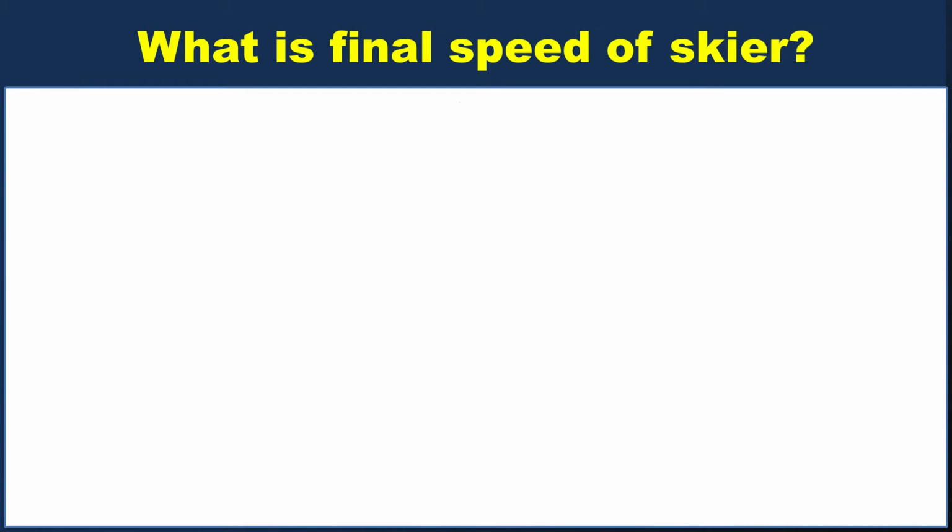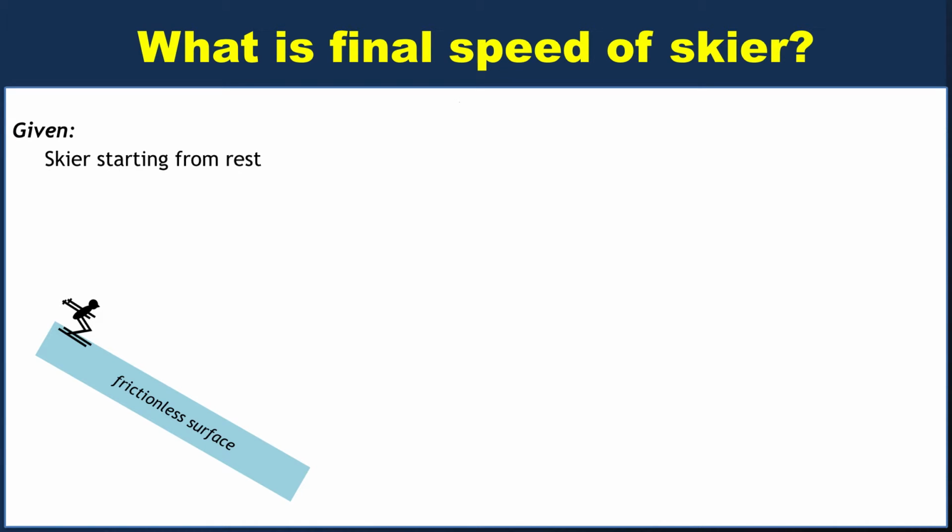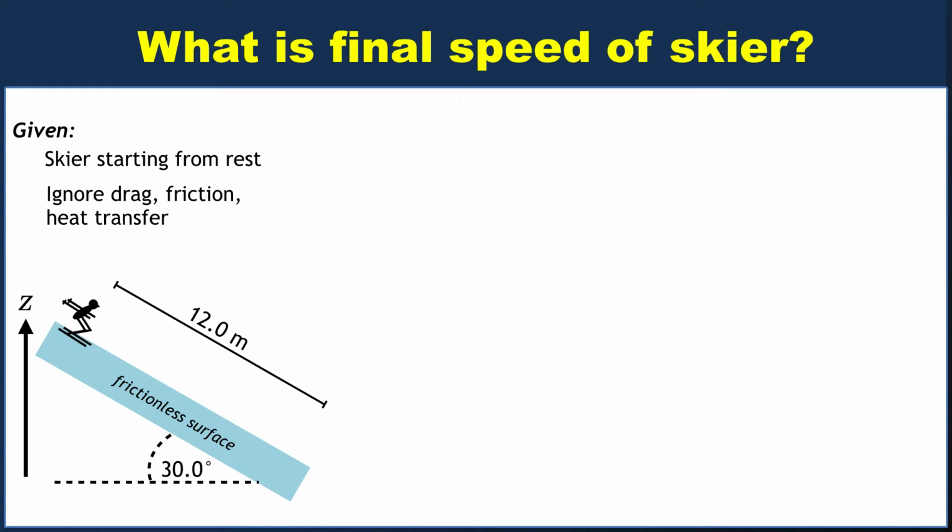Let's practice our conservation of energy skills with a skiing problem. Imagine a skier on a slope, and we'll make it frictionless. We want to know their final speed when they get to the bottom of the slope. We're given that the skier starts from rest, and that we can ignore things like drag, friction, and heat transfer, all of which would complicate this problem. The slope is 30 degrees, and the distance that the skier travels is 12 meters. Then we'll define the positive z direction to be upward and get started.